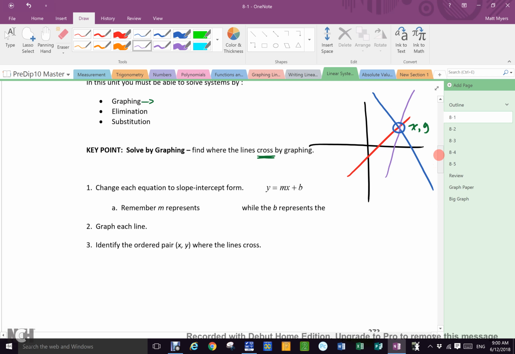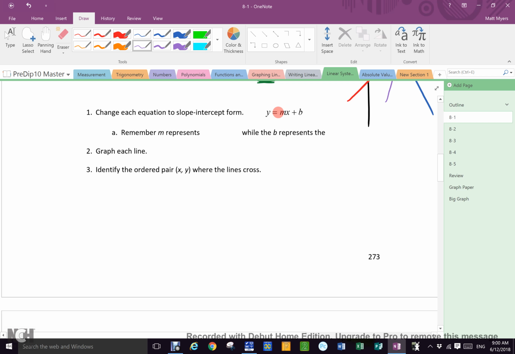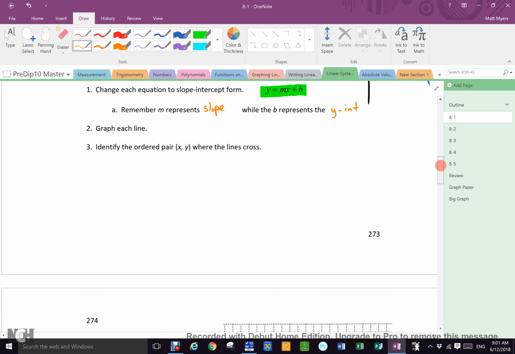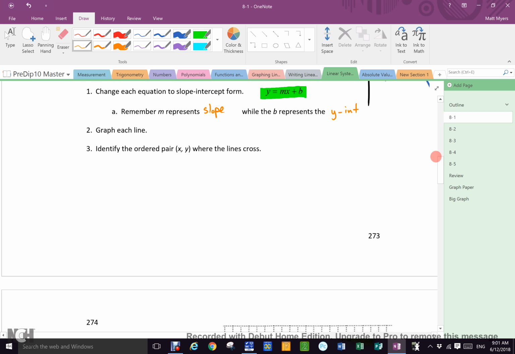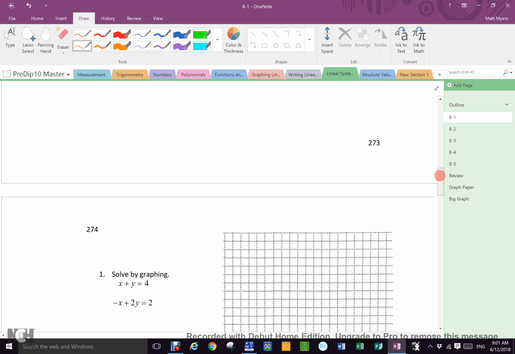So to do this, we must graph. The easiest way to graph, I find, is to use slope-intercept. What is M? Slope. What is B? Y-intercept. And then all we do is graph them and find where they cross. Is everybody cool? Let's do this thing.